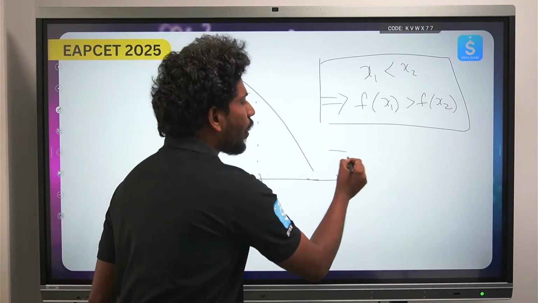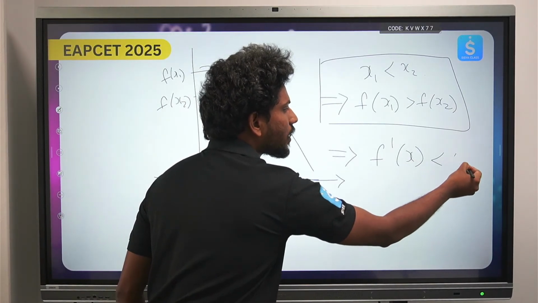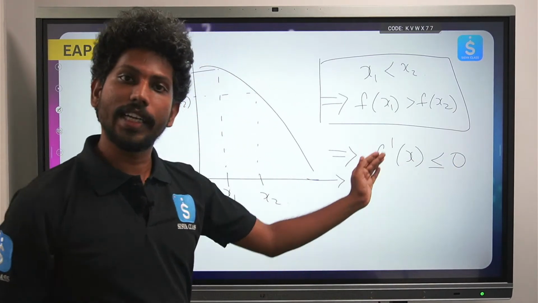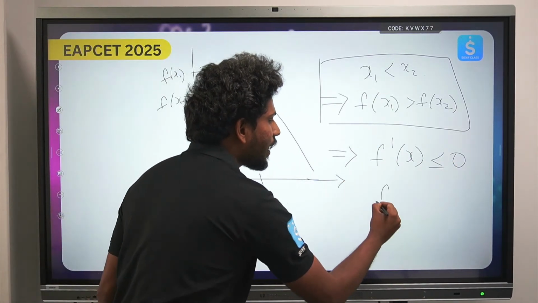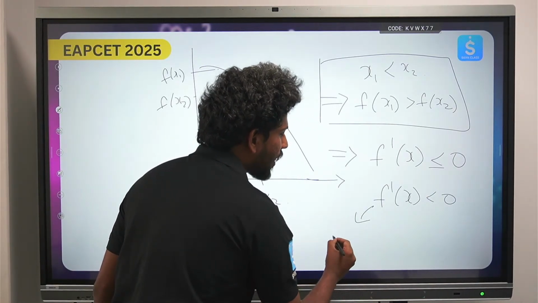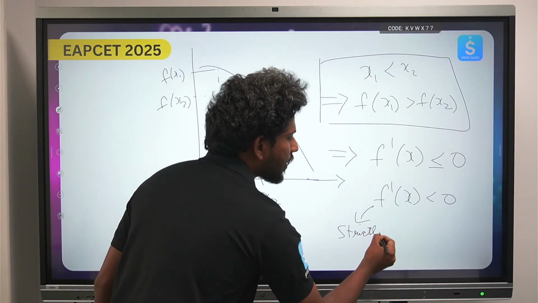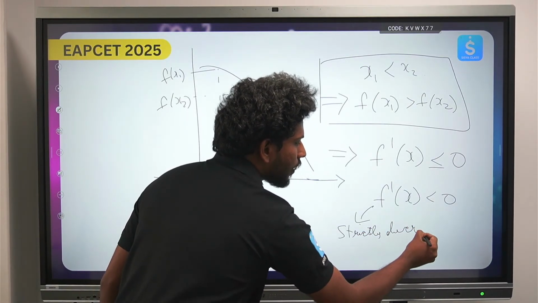Similarly, we can take one more note point here. If f dash of x is less than or equal to 0, then we can say it is a monotonically decreasing function. But if it is strictly f dash of x less than 0, we can say this sort of a case is a strictly decreasing function.